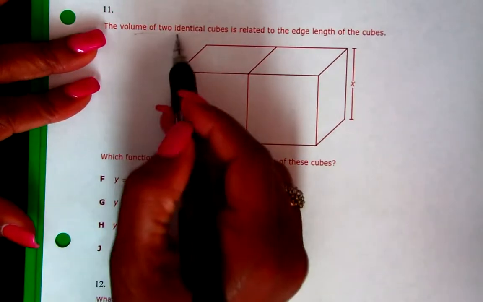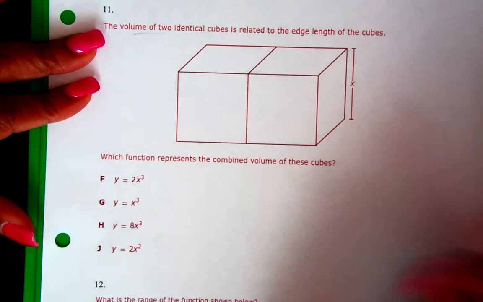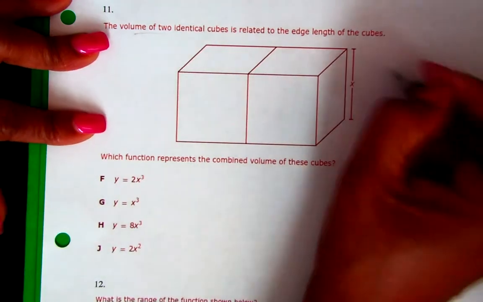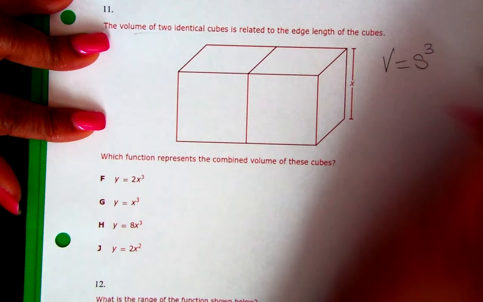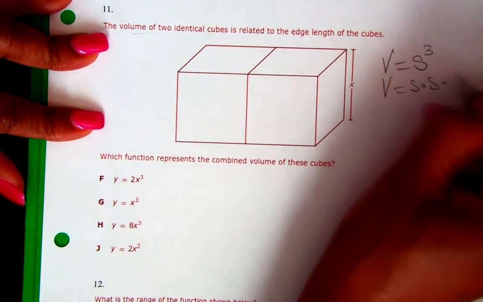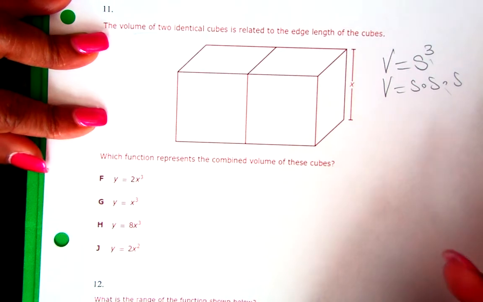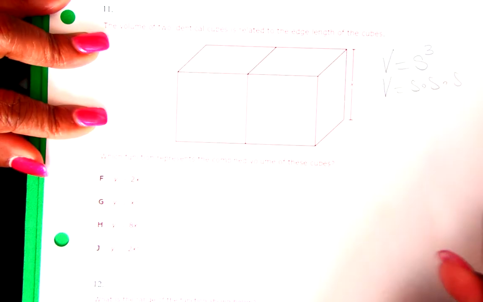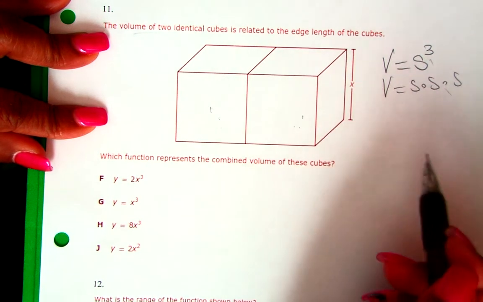Okay, so the volume of two identical cubes is related to the edge length of the volume. Remember, the volume is V equals the side to the third power. So you may have seen it as V equals side times side times side, which is the same thing. You just multiply the three sides to get the volume. Okay? And it's two identical. It's two of them, not just one.